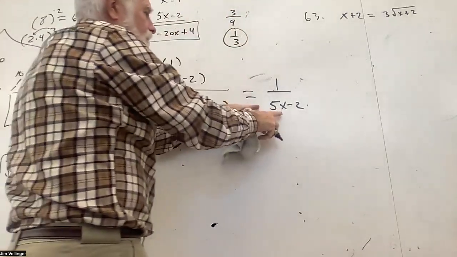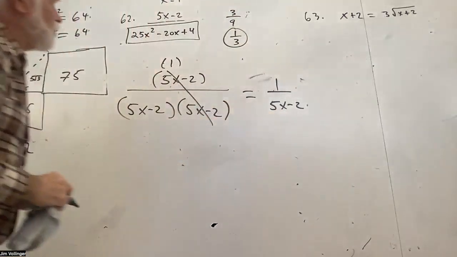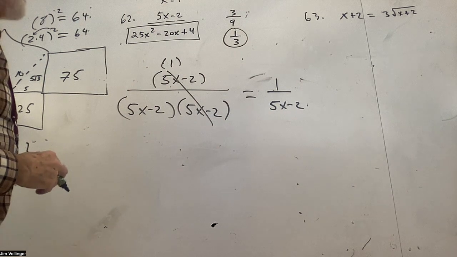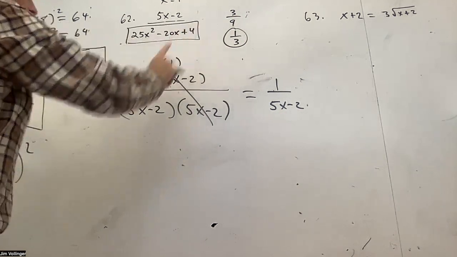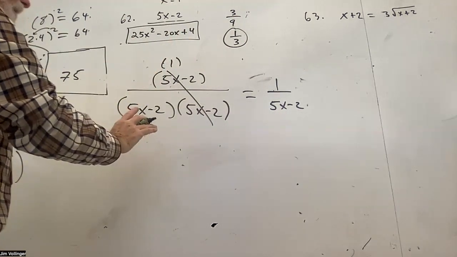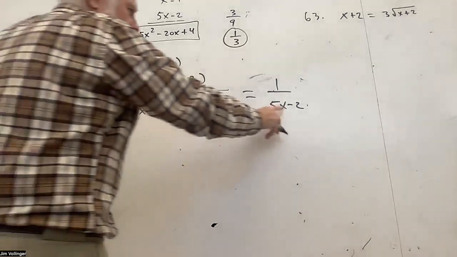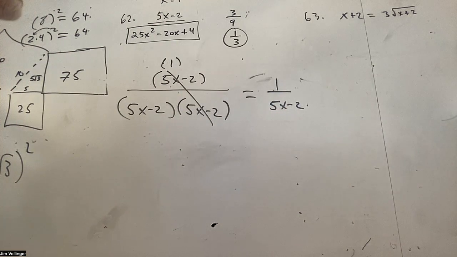We now come down here and I'm not getting that answer, so what did I do wrong? 5 minus 2 is 3. 25 minus 20 is 5, plus 4 is 9, which is 1/3. Okay, so 1 over 5x minus 2. 3 times 5, 15, minus 2 is 13. Where did the old guy go wrong here?